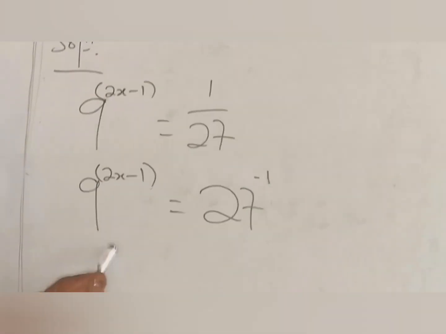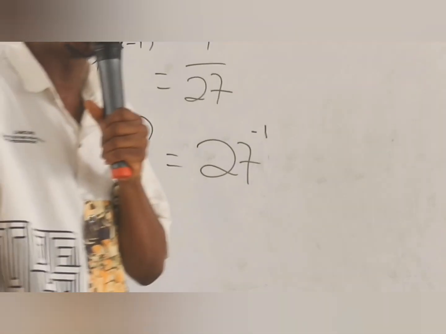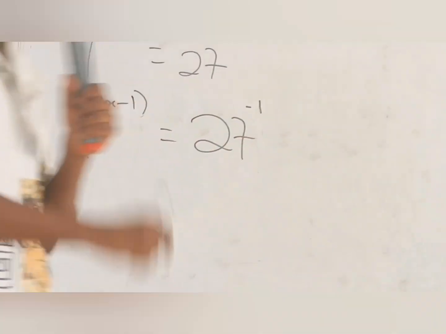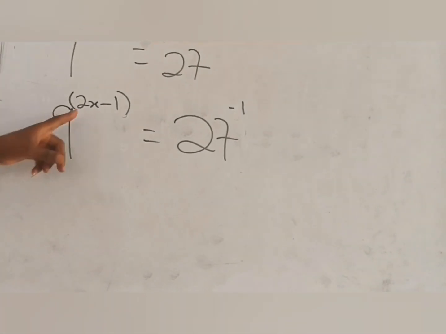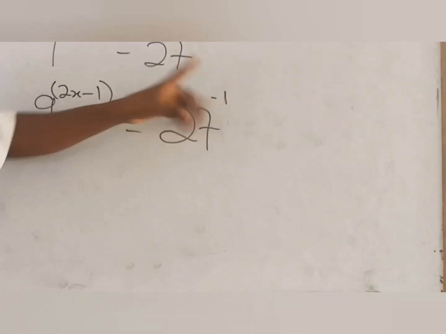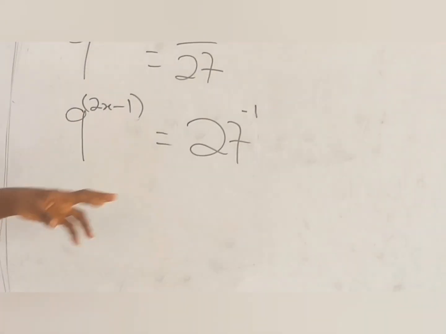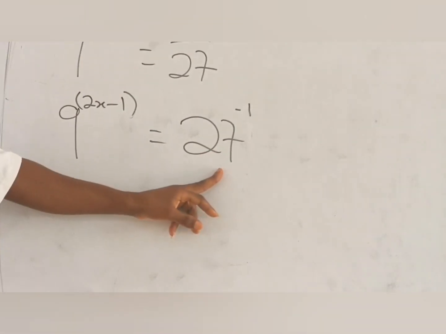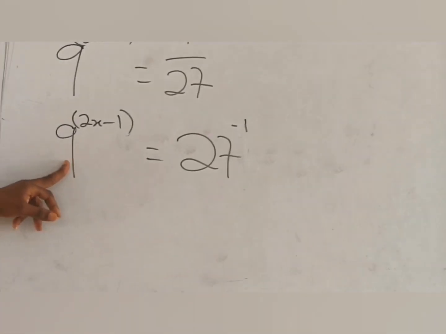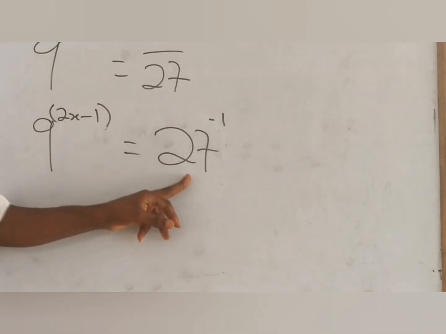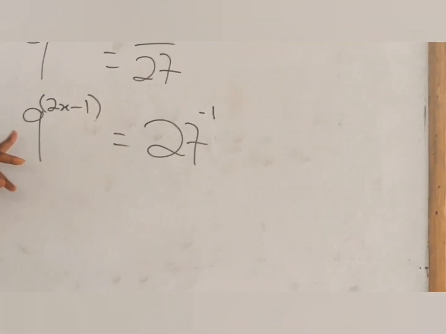So we are able to successfully change 1 over 27 into indices form. Now ask yourself, is there a way I can make these powers the same? If there's no way, you now ask yourself, is there a way I can make the bases the same? Are you all here? Yes. The base here is 9. The base here is 27. Can I change this 27 to become 9? Or can I change this 9 to become 27?